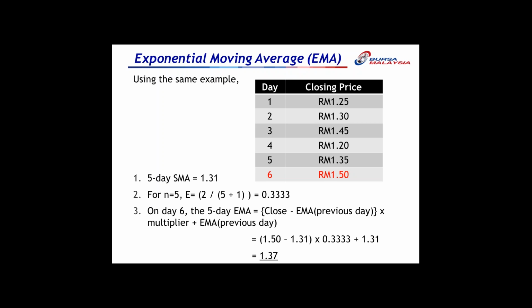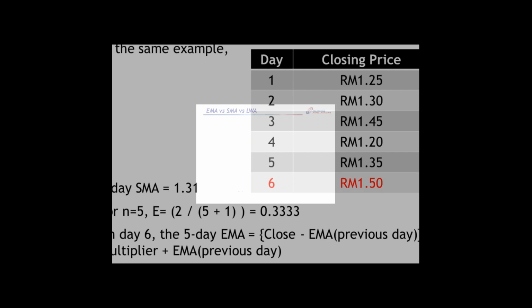Is that clear? Now let me repeat, you don't have to understand, you just need to know that the exponential moving average has more weightage on the recent price. In other words, the exponential moving average works almost the same way as a linear weighted moving average, just that it has a smoothing factor which smooths out the graph. So you understand that the exponential moving average is faster and gives more weightage to the recent price.